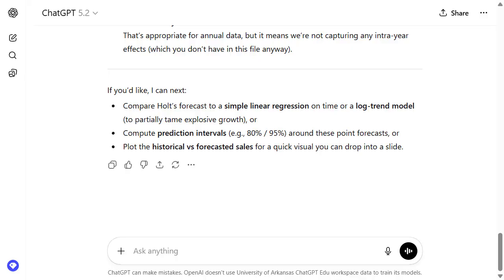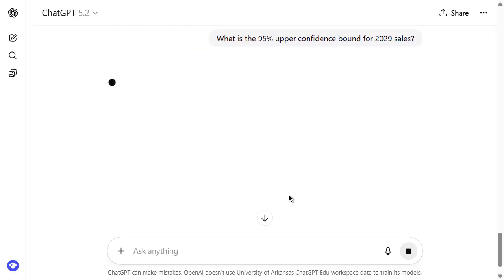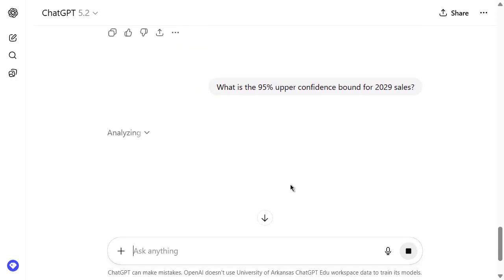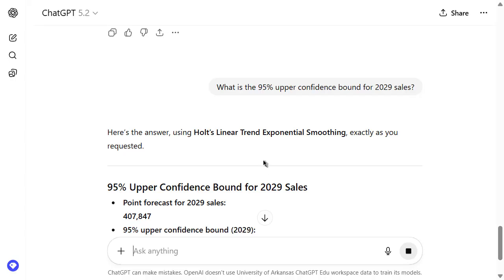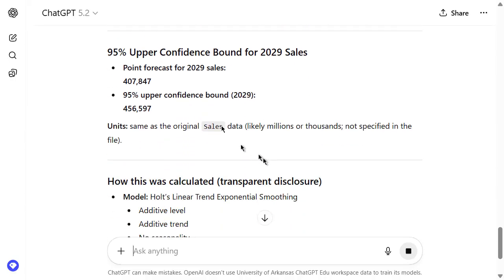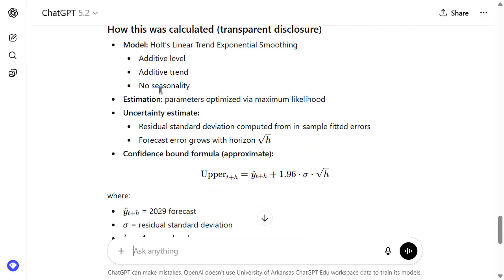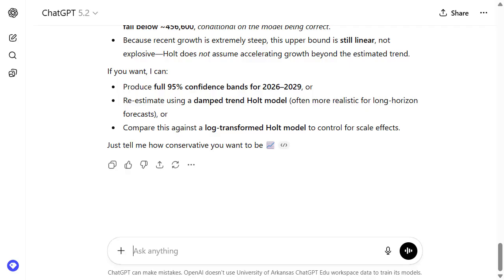So next we want it to provide an upper confidence bound. We want to know what the highest possible is and the lowest possible. What's the most it could be given these characteristics? It expects the upper confidence bound to be 456,597, though the actual estimate itself is 407, and that's in billions of dollars. So big dollars there included.